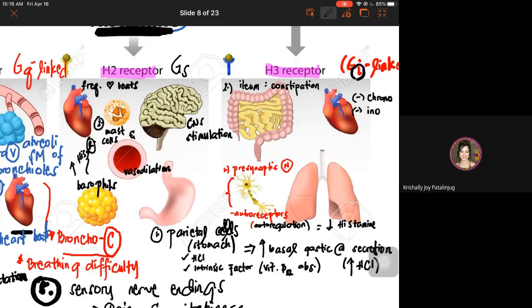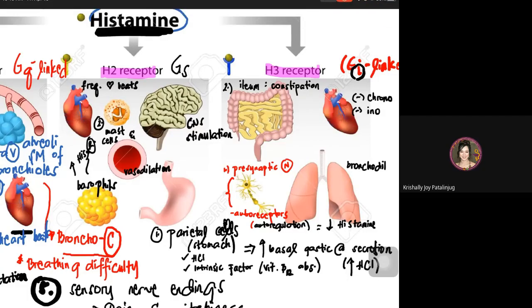Then in the lungs, ventilation will be at ease. Okay, the ventilation is at ease, so there would be bronchodilation.